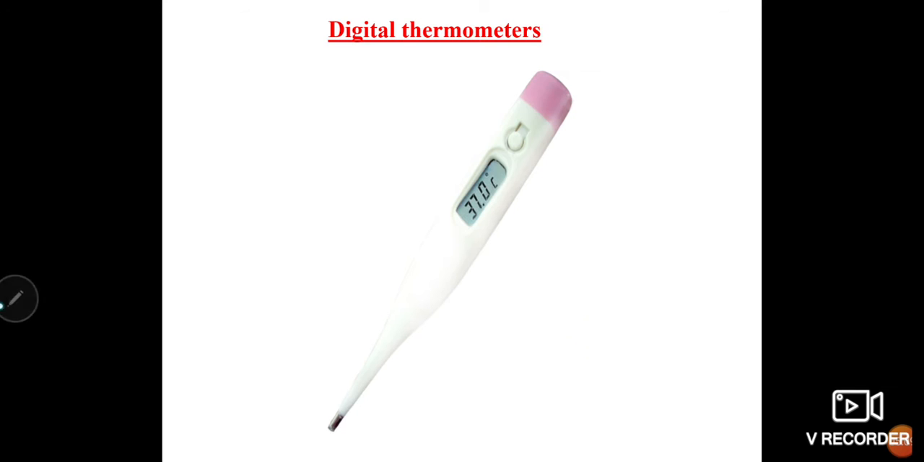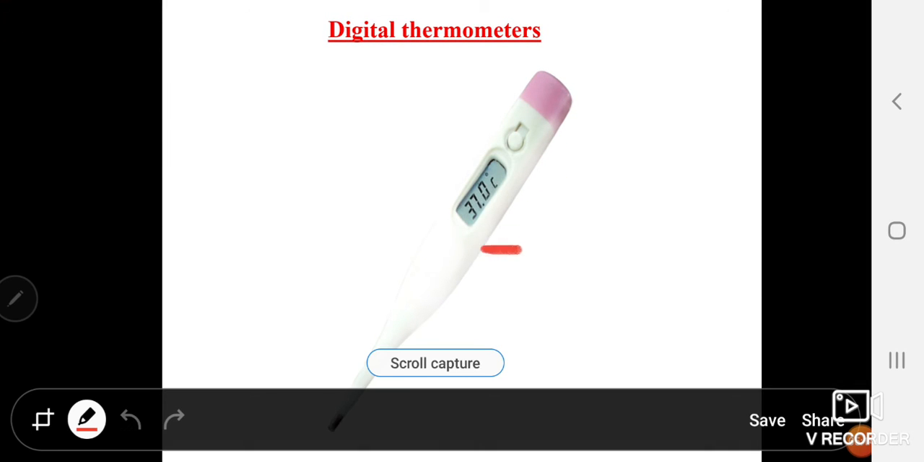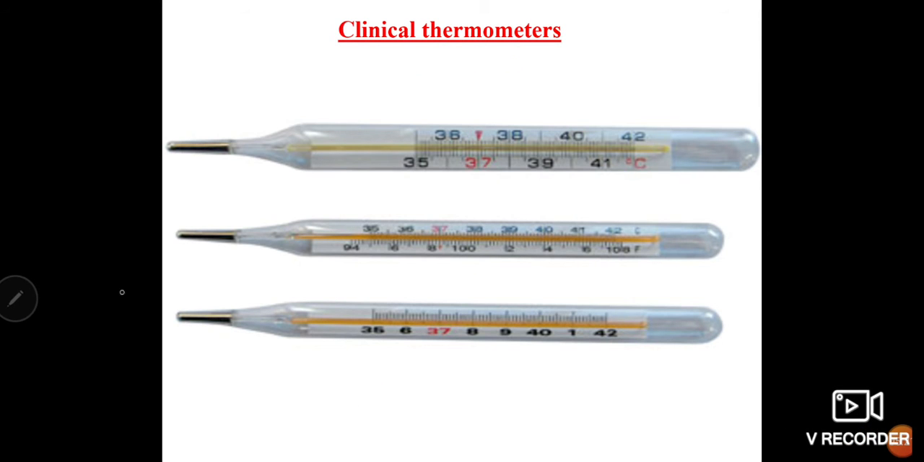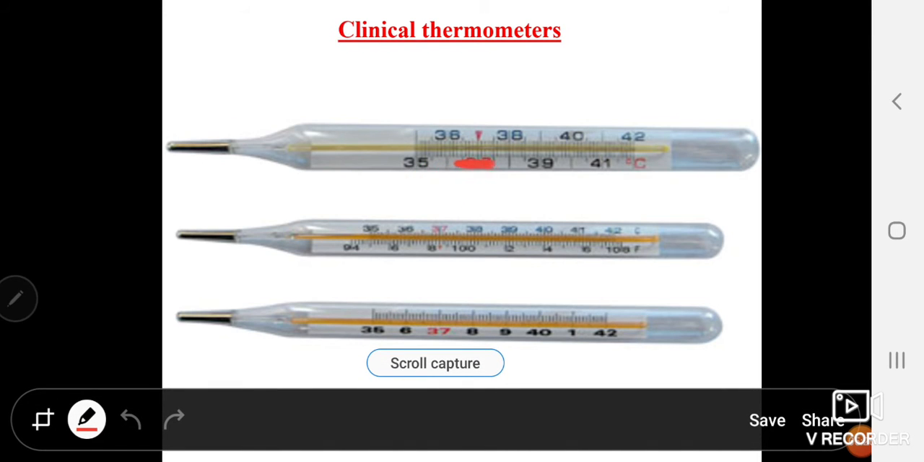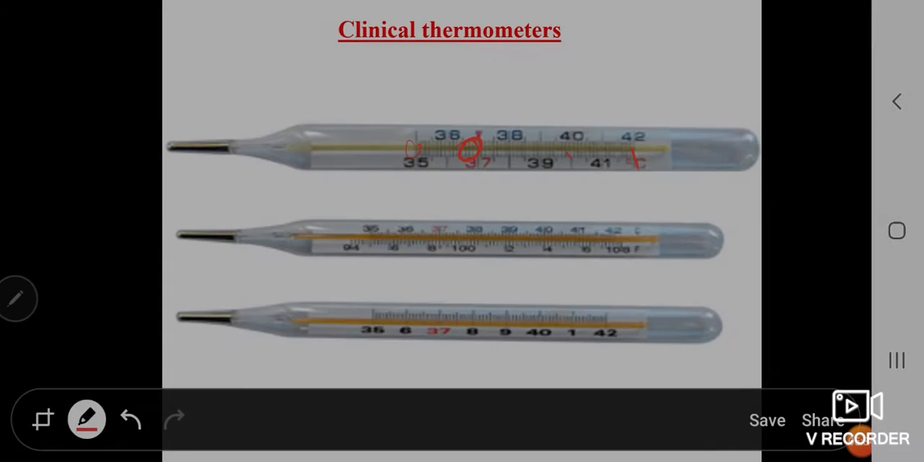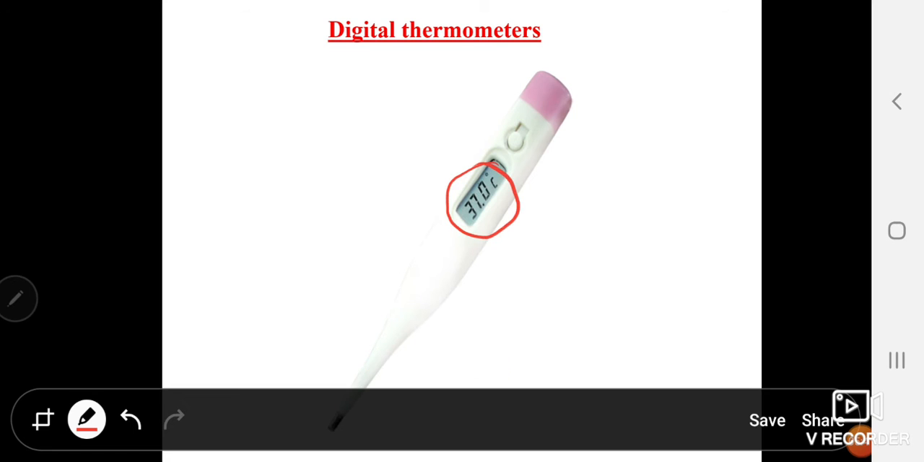Nowadays we are finding some more thermometers called digital thermometers. For example, in this diagram, we need to measure by looking at the thermometer whether it is 35 degrees, 36 degrees, 40 or 42. Whatever thermometers we are using nowadays are totally digitalized. For example, on the screen you are seeing this is 37 degrees Celsius. So it gives the accuracy.